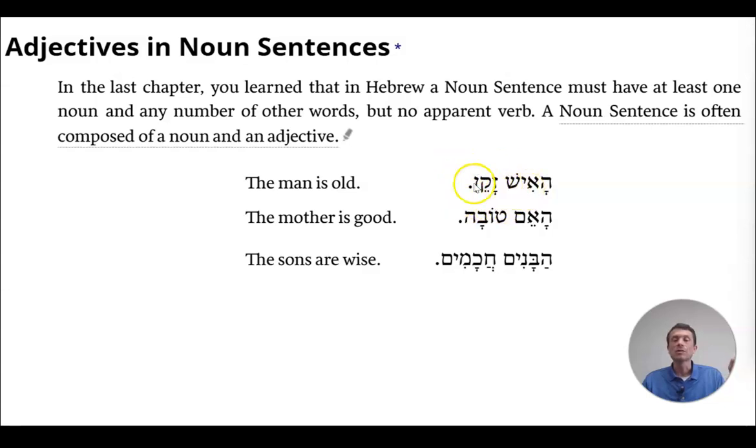The man is old. Here we have the mother is good, as opposed to the good mother. This is not translated the good mother because they don't agree in definiteness. Or you have the sons are wise.